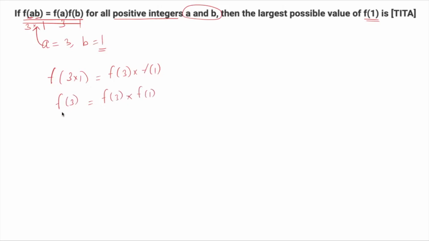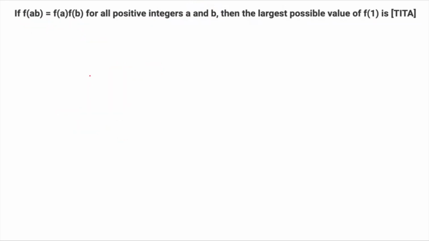All right. F of 3 being the same on both sides, we can just cancel it out because it's a function of positive integers. So that gives me f of 1 is equal to 1. And that is the answer to my question. Right. So that's one way of answering the question.